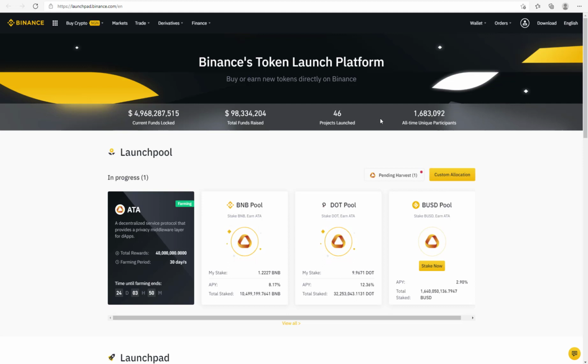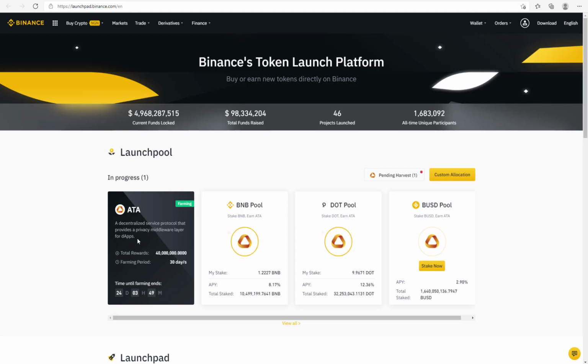Basically, when Binance is about to enlist a new token into the Binance platform, I would give a more expatiated explanation on this. However, when they are planning to enlist a new token into the Binance trading platform, they would put this product on the launch pool. An example of the product is just as listed here, ATA. What is ATA? ATA is a decentralized service protocol that provides a privacy middleware layer for DApps. If you don't know the meaning of DApps, it means decentralized applications. Basically, you get to accumulate a brand new coin after a guaranteed listing on Binance.com.